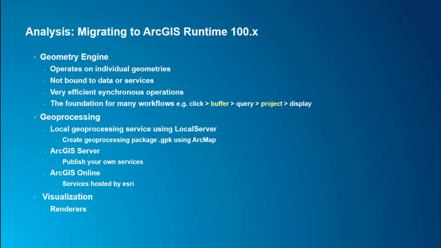So that's 10.2.x, and then in ArcGIS Runtime 100, geometry engine continues, so the ability to establish those topological relationships as part of your analysis workflows using the geometry engine. It's very fast, very efficient, synchronous operations, works on individual geometries. Geoprocessing is available as local geoprocessing services using local server, so spin up a local geoprocessing service using a geoprocessing package authored with ArcMap. Geoprocessing services are also available with ArcGIS Server and also ArcGIS Online as well. So there are spatial analysis services hosted by Esri that provide analytical capabilities.